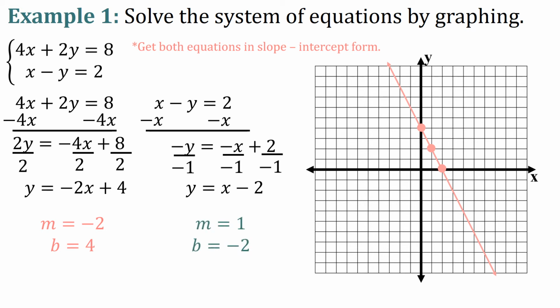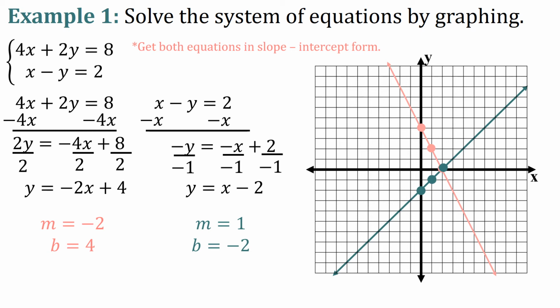Now, for our second equation, our slope is 1, and our y-intercept is negative 2. So our y-intercept is now graphed at negative 2. Our slope is 1, so we're going to go up 1, to the right 1. And once again, we're going to go up 1, to the right 1, drawing a nice, beautiful line.